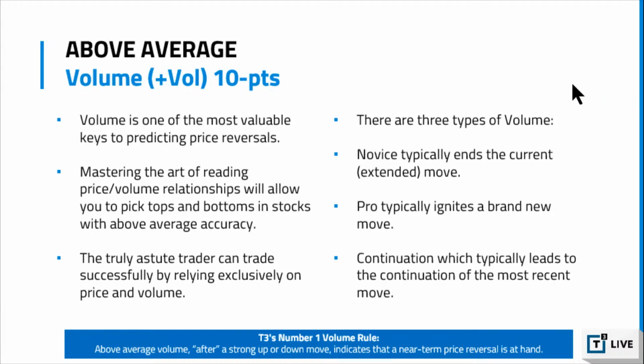And there are 3 types of volume. We talked about this in a previous lesson. We said novice, which typically ends the current move, pro, which ignites a brand new move, and continuation, which only forms inside of bases, which leads to the continuation of the most recent move. The most important of the 3, by far, is the novice volume, because it comes before the reversal. Pro comes after, and continuation is great to have, but it's rare to find, so it's not very common. And that's why novice is the most useful by far.